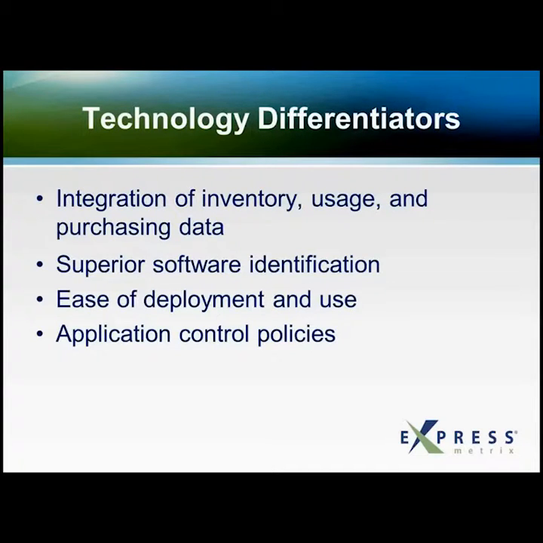So we're going to take that data, we're going to reconcile that data, we're going to map it from an inventory, usage, and purchasing data. One of the reasons we can do that is because of the way we identify software. We have a catalog called the Express Software Identification Database, which has existed since pre-Y2K. And the reason that catalog exists is historically there's really never been a standard for how to identify software installed on a workstation or server.